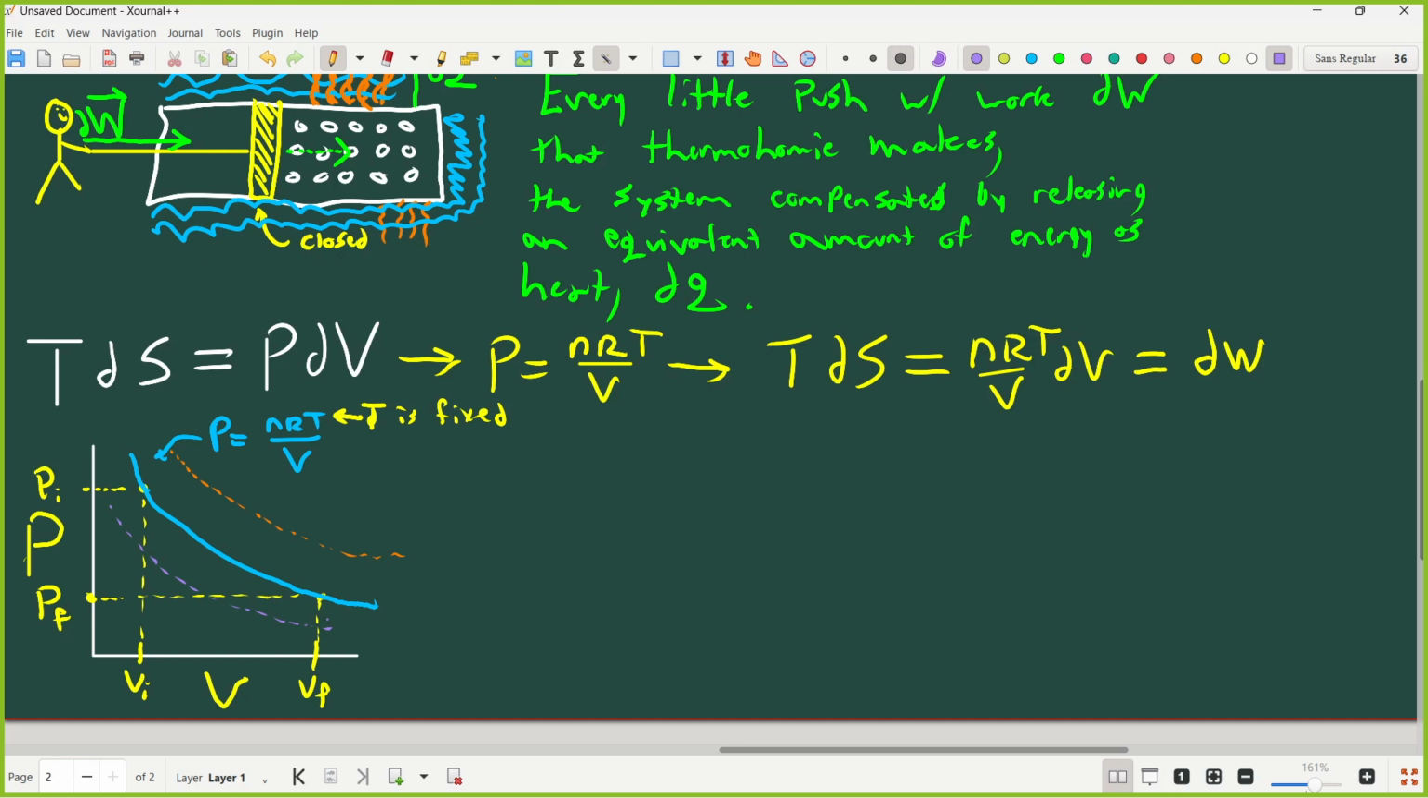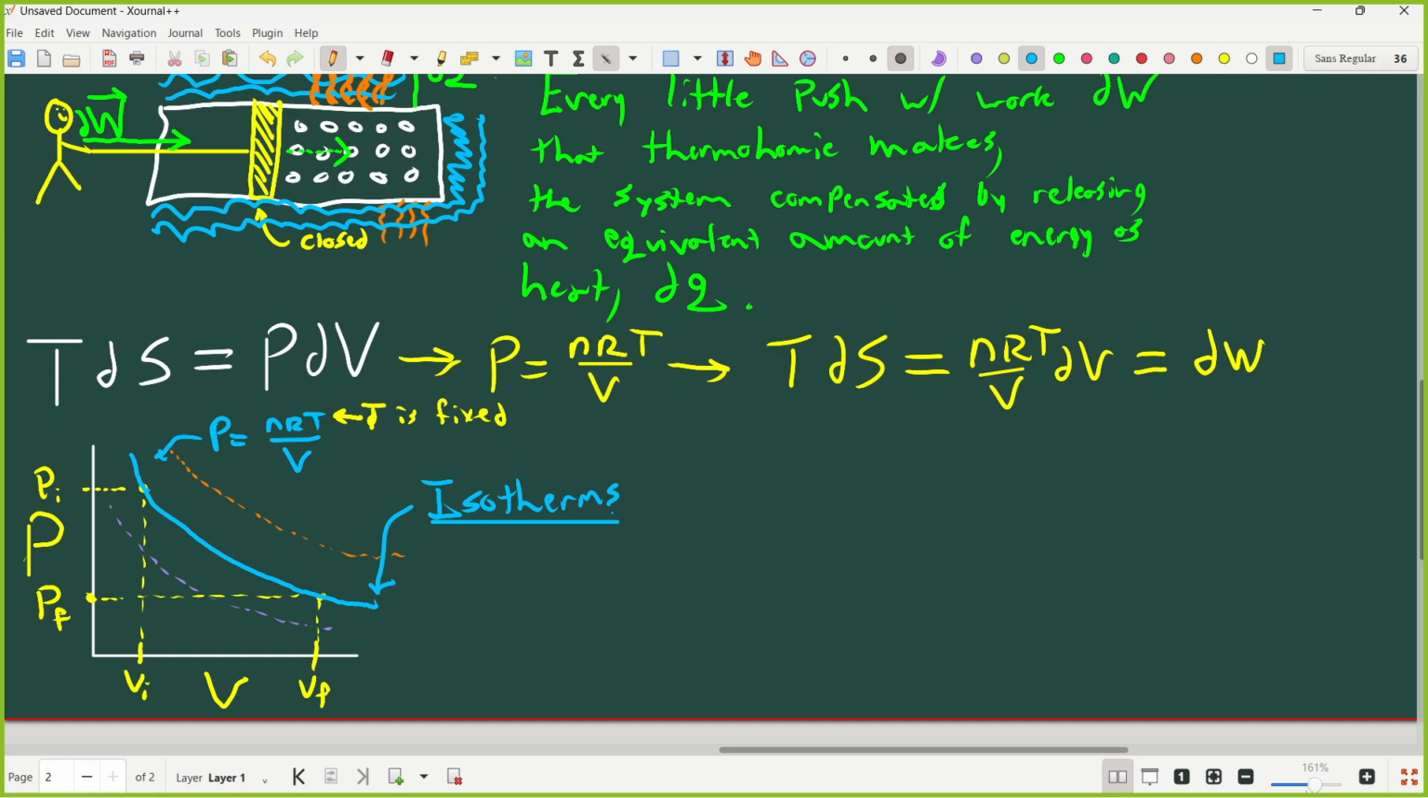We have a very specific term for one of these curves. This is what everyone in chemistry and physics calls it. These curves are called isotherms. That makes sense. It's a curve that represents an isothermal process. Isotherms.